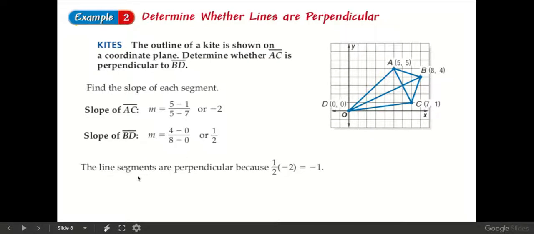So the line segments are perpendicular because if you notice, their slopes are opposite and reciprocal, right? One's negative and one's positive, and 2 is like 2 over 1, right? And if you do the reciprocal of 2 over 1, that's 1 over 2, right? So these are opposite reciprocals of each other. And if I multiply them together, if I do 1/2 times -2, that equals -1. That's how you can always tell if something's perpendicular to each other, is if you multiply them and get an answer of -1.